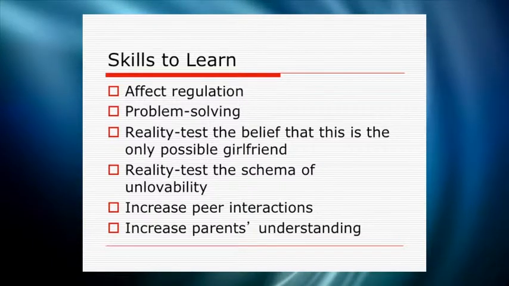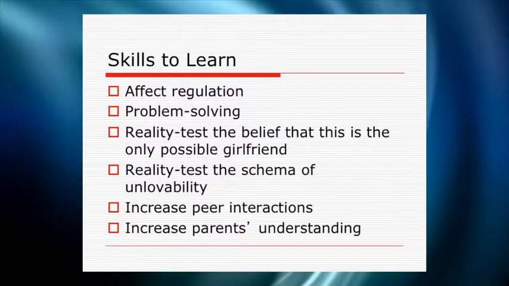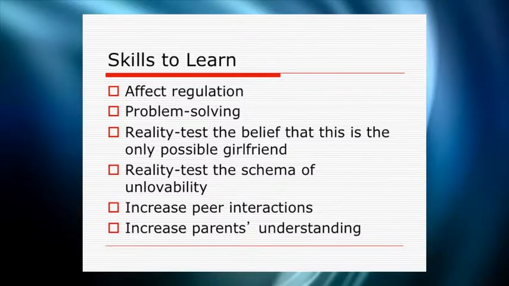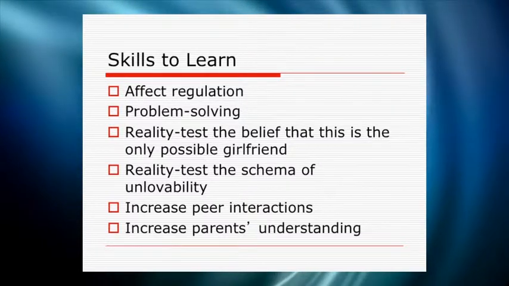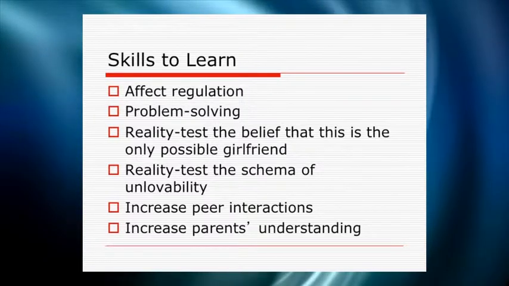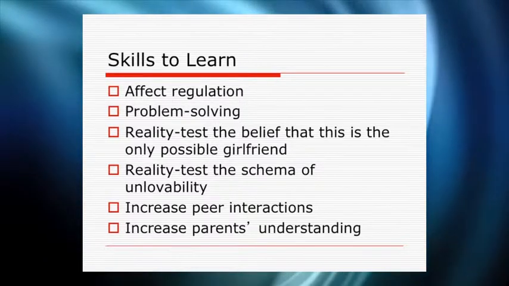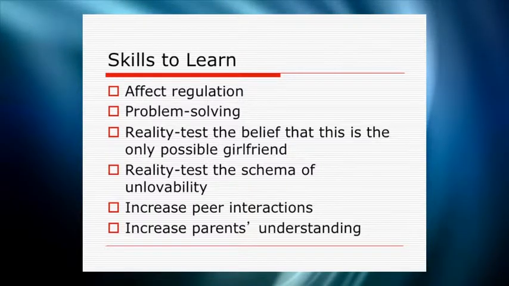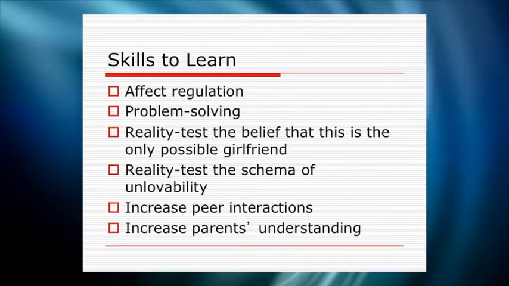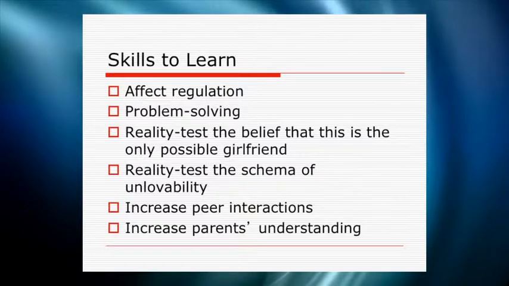On cognitive work, if I can get him to do cognitive work, the belief that this is the only possible girlfriend in the world. We actually did get to this. He was okay eventually getting to this. That she's not the only possible girl he could ever have a relationship with. And at a deeper level, the schema of I am unlovable. We got to that a little bit. It takes a long time to get to that level.